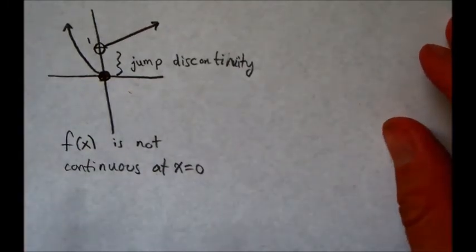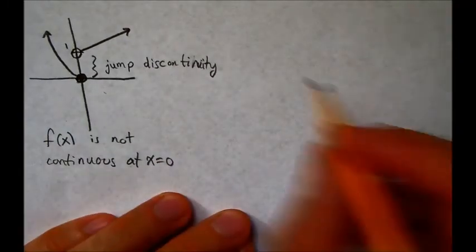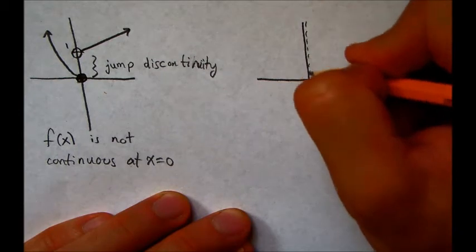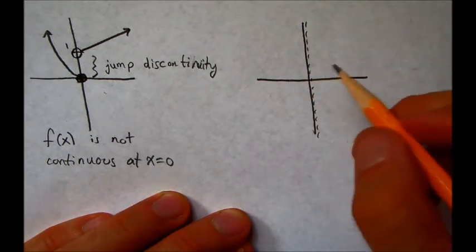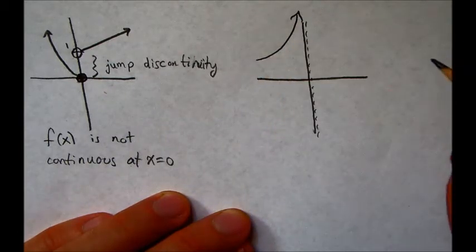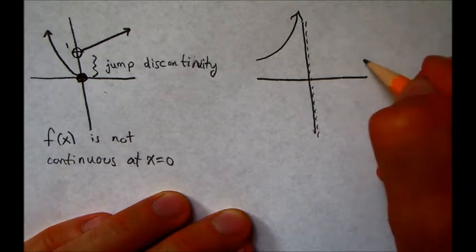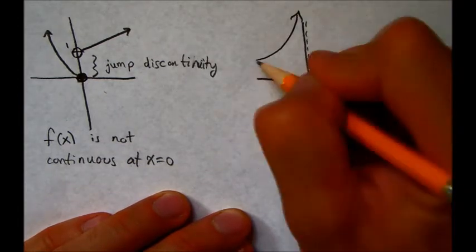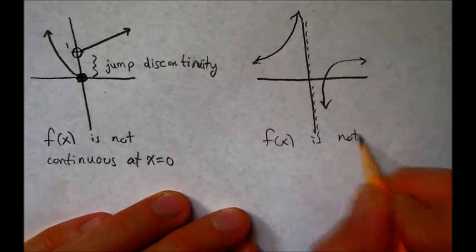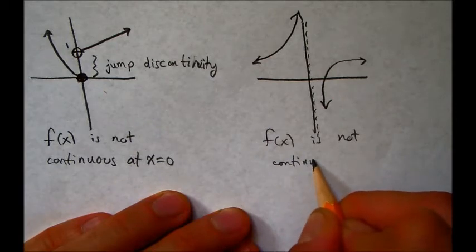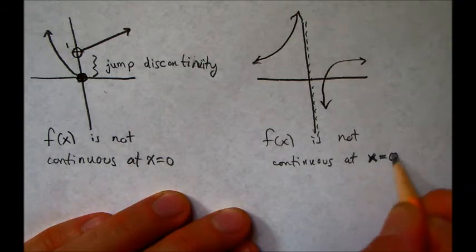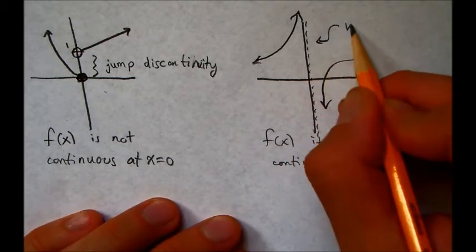Okay, another kind of discontinuity that is not removable is the vertical asymptote. Okay, so you've seen this before. You might have a graph that goes like this on this side, and then maybe comes down on this side. So again, f of x is not continuous at x equals 0. This is a vertical asymptote.